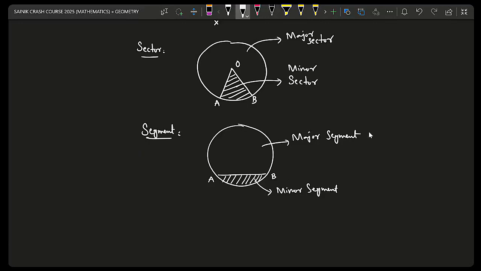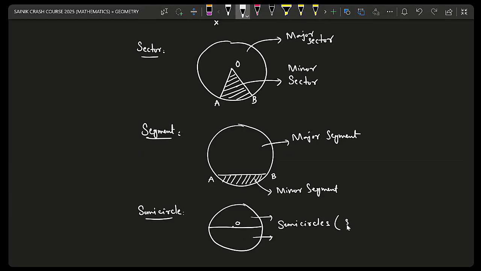Now finally, we're going to discuss the semicircle, exactly half the size of the circle. So what is a semicircle? You take a circle and this is the center. Draw a diameter. Diameter always divides the circle into two equal parts, two equal sized shapes. This is a semicircle and this is also a semicircle. Both are semicircles. So every semicircle can be treated as a sector as well as a segment.